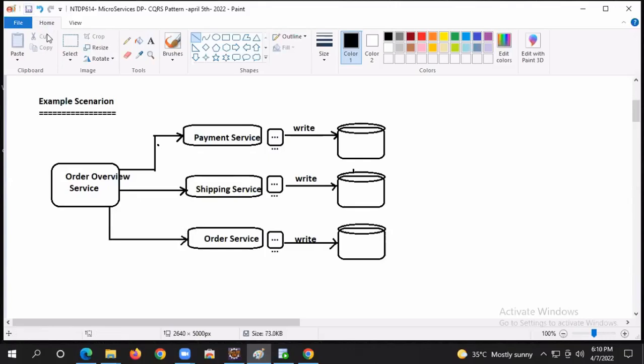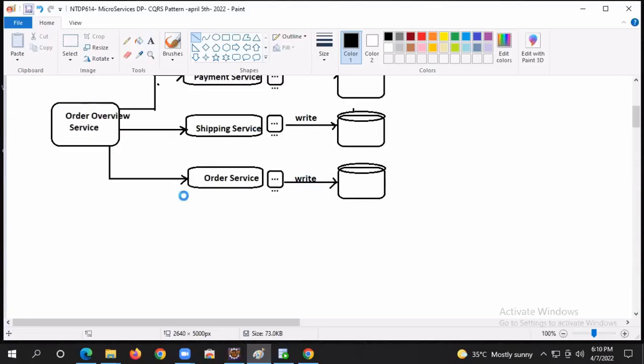Okay. Command Query Responsibility Segregation. Segregation means separation. What is the final point? Segregation is nothing but separation. So what is the note I should give?